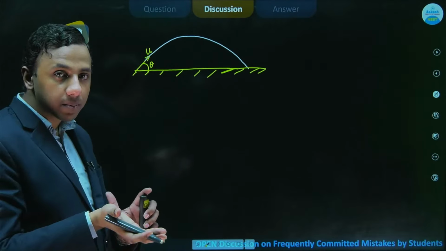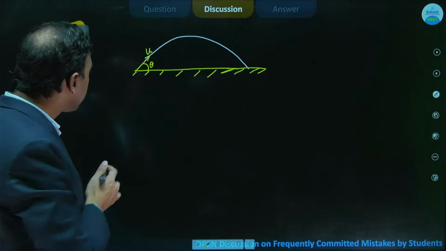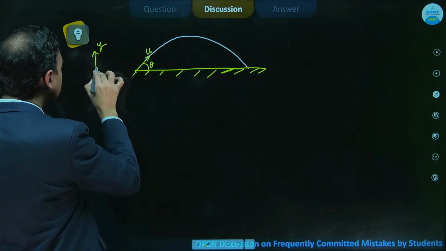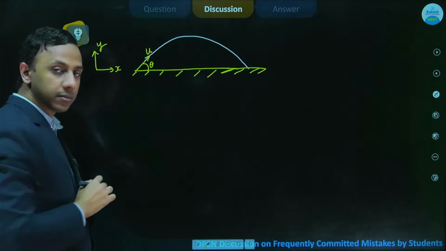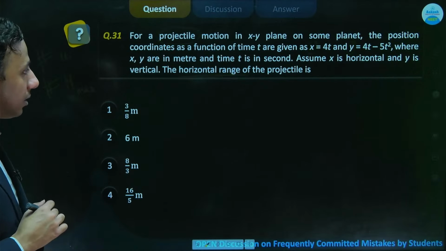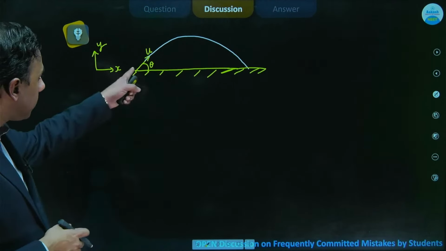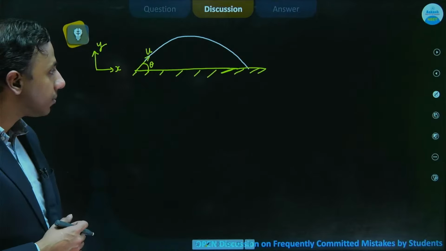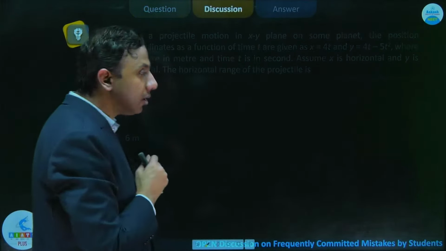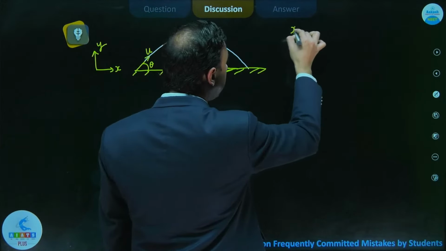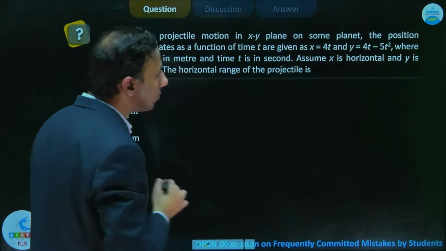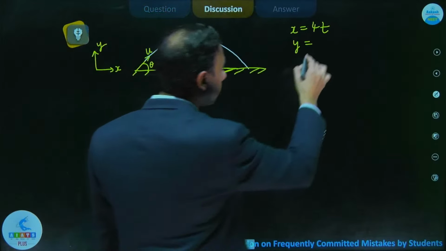X और y coordinates भी है, right? Let's say y is like this and x is like this, ठीक है? Y is like this and x is like this. अच्छा, now initially if you see at time t equal to 0, ठीक है? So let's write the coordinates, x is equal to 4t, है ना? यहाँ पे मैं लिख देता हूँ, and y is equal to 4t minus 5t square, right?